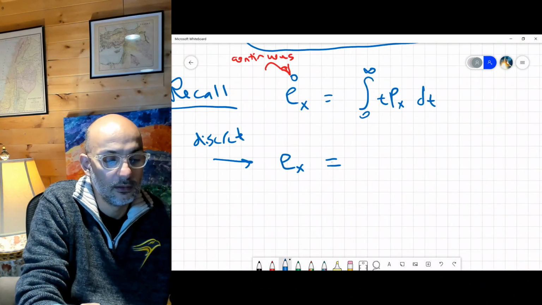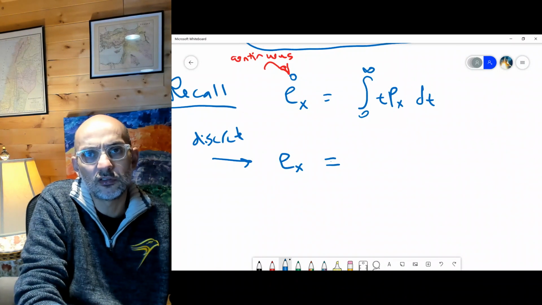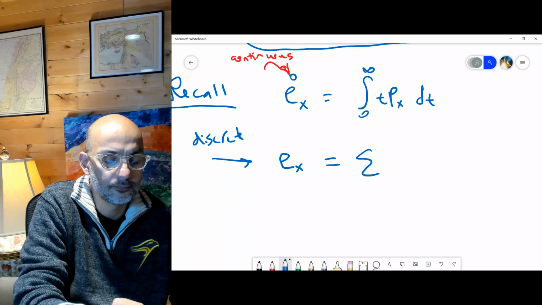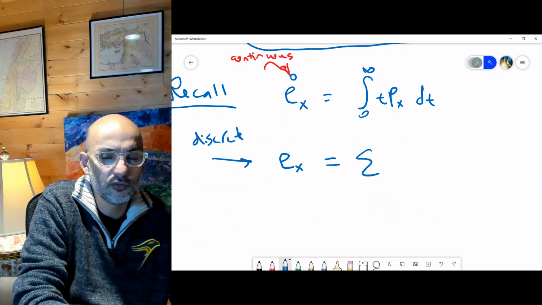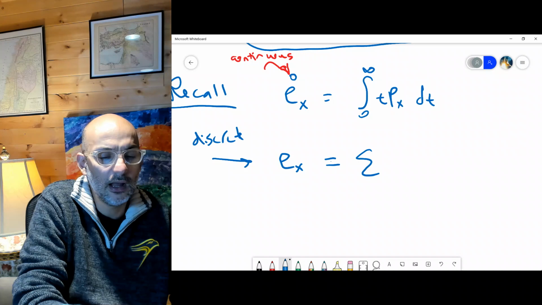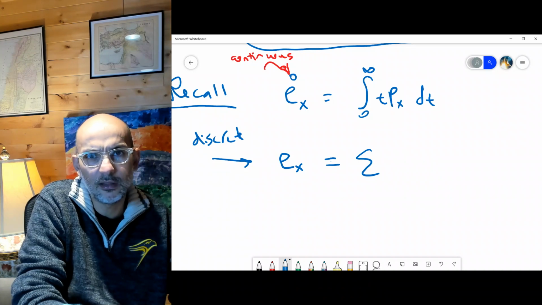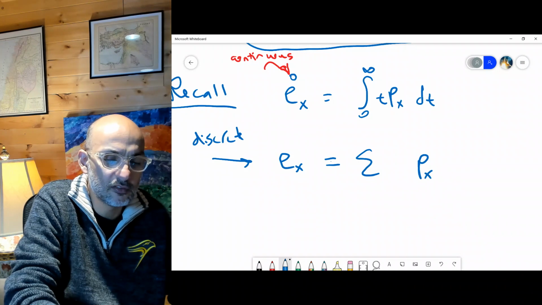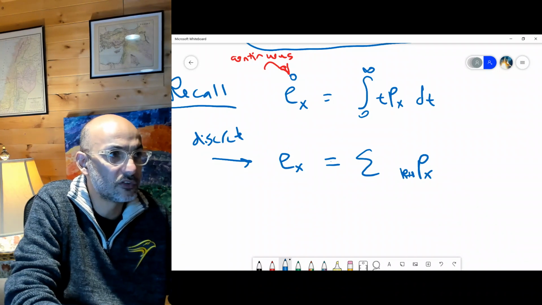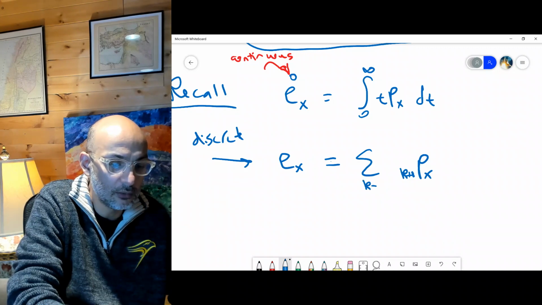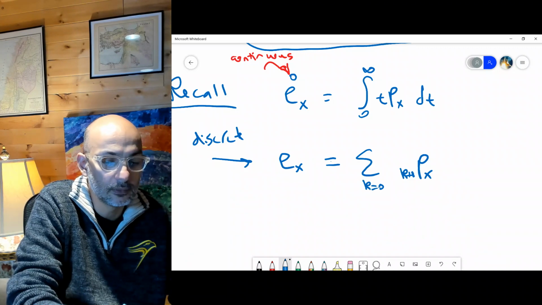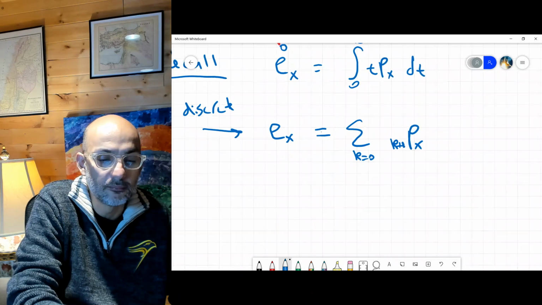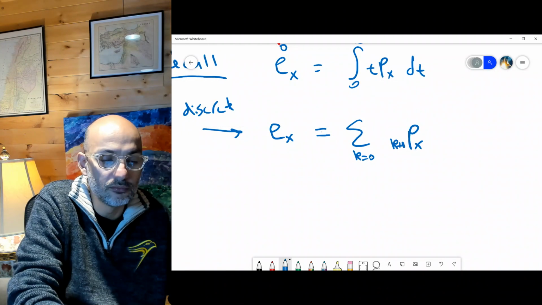Here it's discrete. In discrete you sum. Instead of tpx, we'll sum. I'll write the formula, and I'll tell you how we compute it. The formula is the sum of k plus 1 px, and you start from k equals 0 here, right? So you sum. We'll come back to how we compute it.